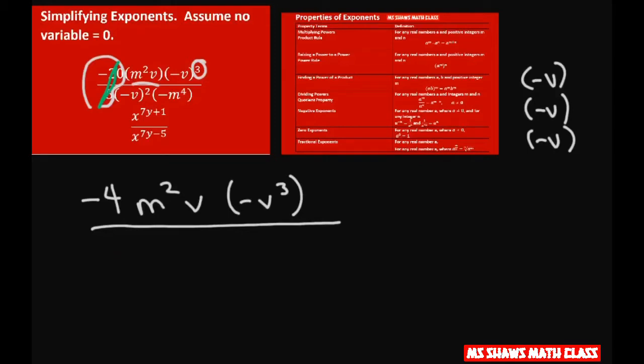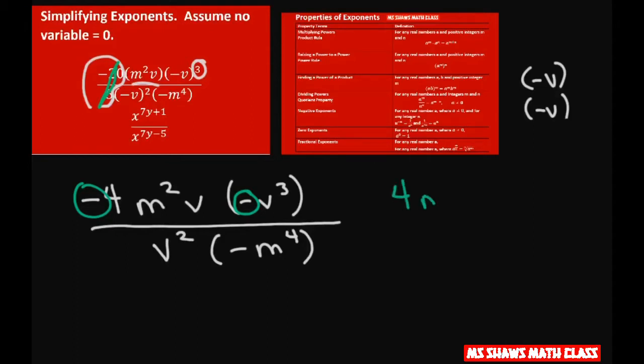Now, negative v squared means we just have 2 v's. 2 negatives make a positive, so that's just going to be v squared. And then we still have negative m to the 4th. All right. Now, for the numerator, I have 2 negatives. That makes a positive. So basically, I have 4 m squared v cubed. And the denominator, I can pull out a negative, and this is v squared m to the 4th.